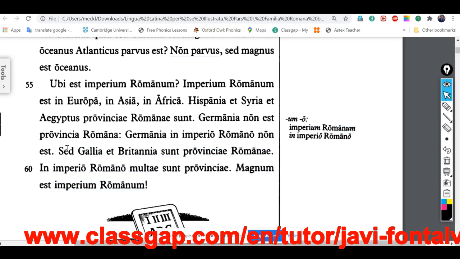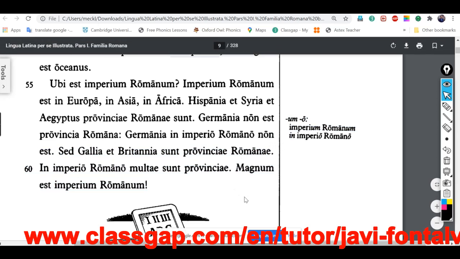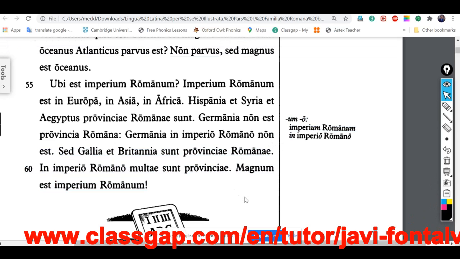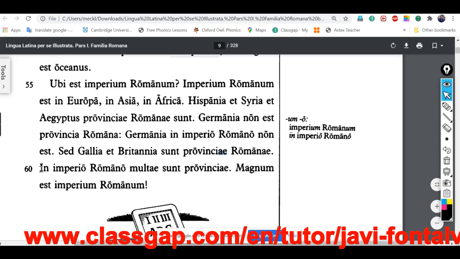Francia, Inglaterra y Bretaña son provincias romanas. So, Romanae provincia. You see the agreement here? And again, concuerdo, in Imperio Romano. So here, because it's after in, we use ablative. We'll talk more about this, okay?